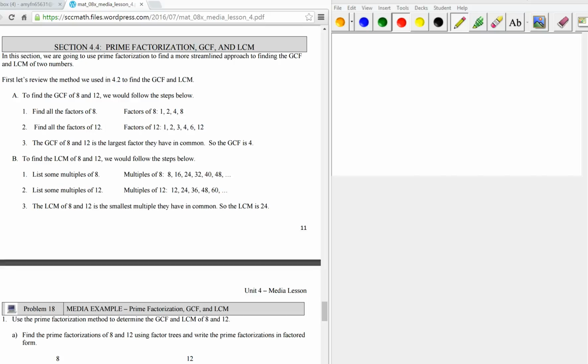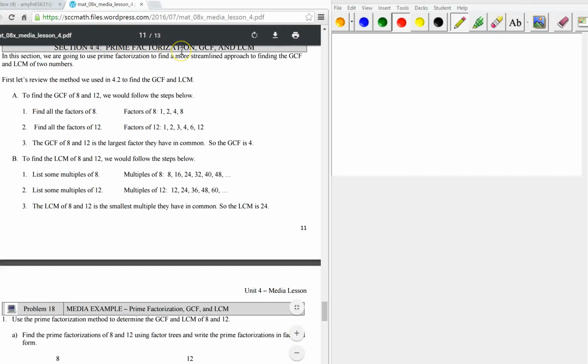In section 4.4, we use prime factorization to find the GCF and the LCM. When we originally set up this curriculum, we used Venn diagrams, and the students found it very confusing. So here, we developed another method.